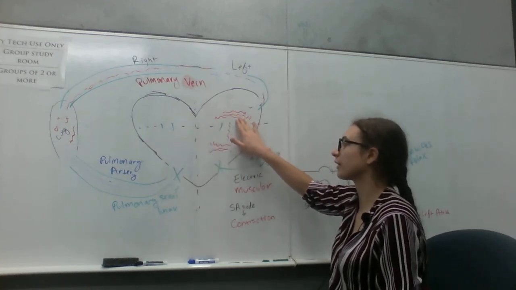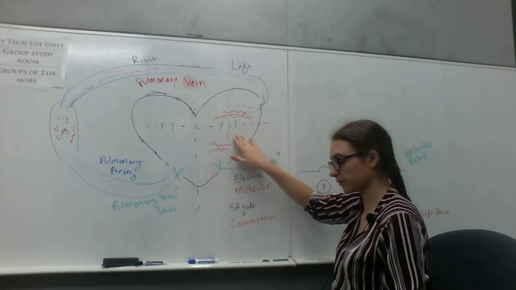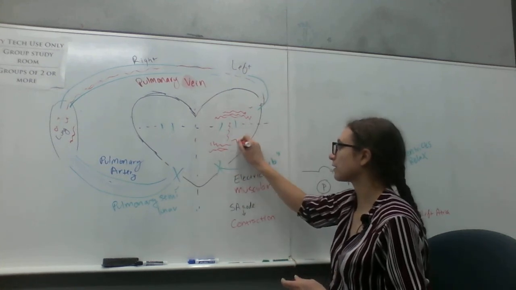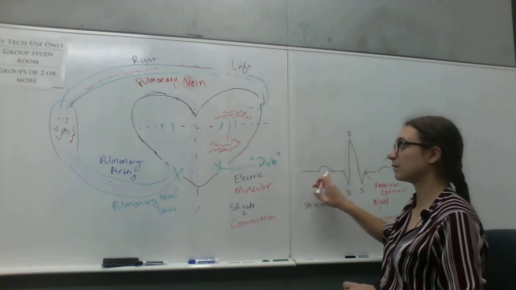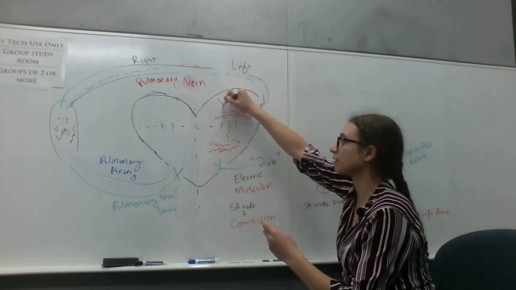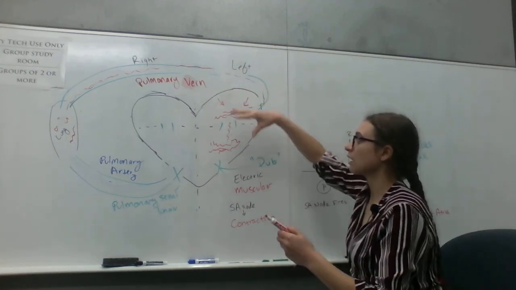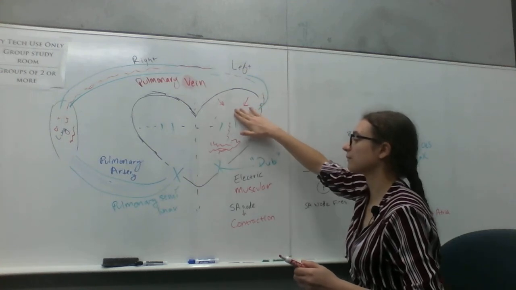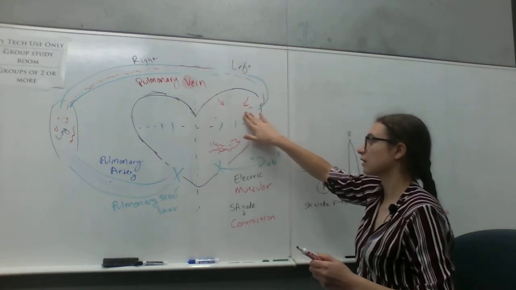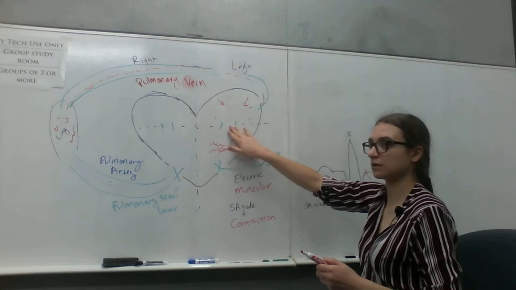You're full here, you're going to drip, drip, drip, right? And then you're going to have a P wave. So when you have the P wave, the atria is going to contract and blood is going to be pushed out of it. Okay? So when that happens, this is closed, this is open.